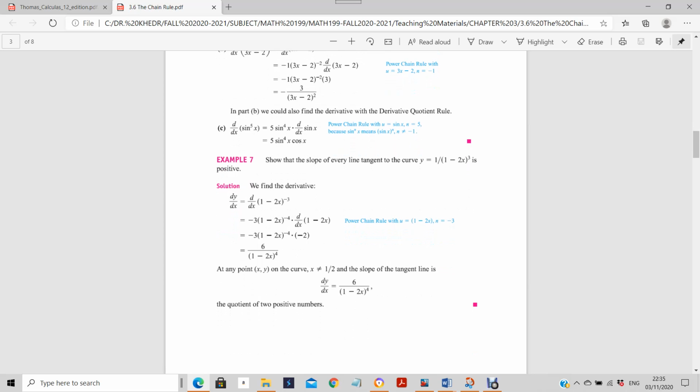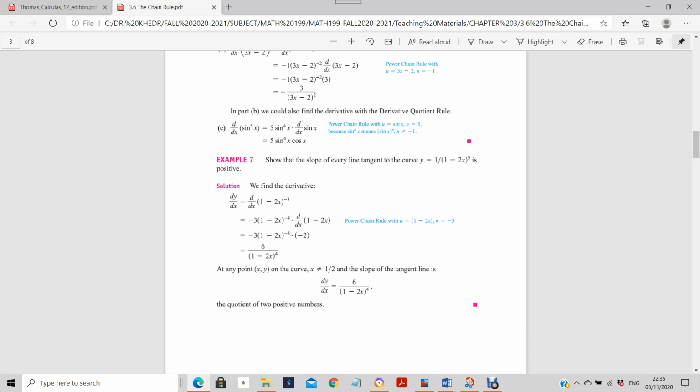Now the next example is: show that the slope of every line tangent to the curve y equals 1 over (1 minus 2x) to the power of 3 is positive. So to find the slope and to show that the slope is always positive, the slope of the tangent line is equivalent to the derivative of the function. So first we have to find the derivative of the function, and we show that the derivative of the function is always a positive term.